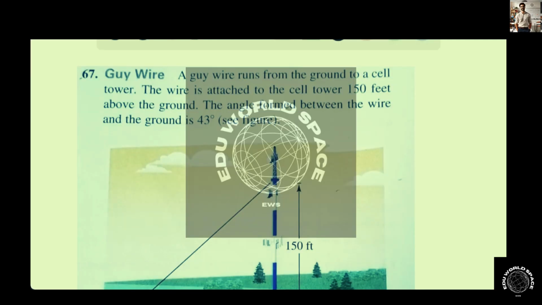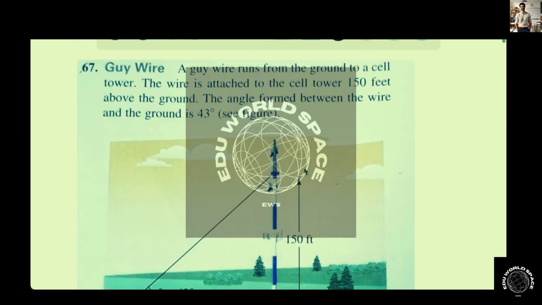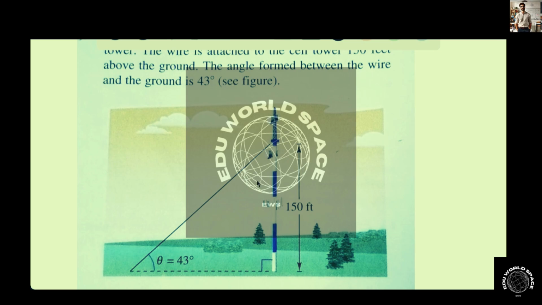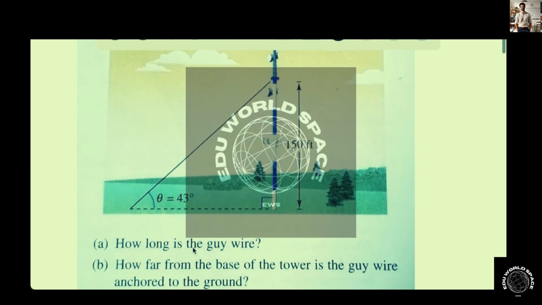A guy wire runs from the ground to a cell tower and is attached to the cell tower 150 feet above the ground, and the angle formed between the ground and the guy wire is 43 degrees. You want to find how long the guy wire is. Let me call that X. This is the guy wire.